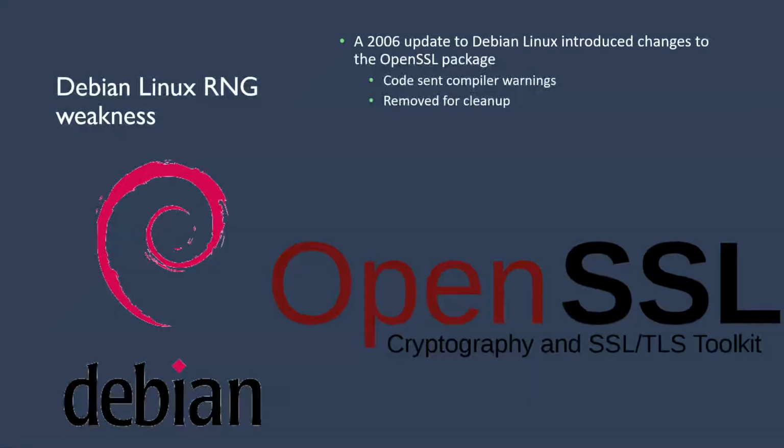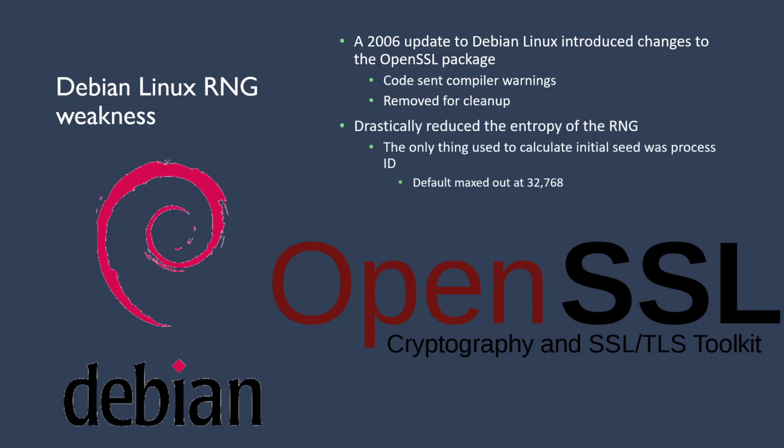When they were going through trying to make all their code cleaner, updating it, they found a piece of code in the OpenSSL package that was generating compiler warnings. They looked at it, they thought it was redundant, so they removed it. This piece of code that they removed was actually adding entropy to the random number generator. So they completely removed a large portion of all the entropy used from the system, which made the random number generated by it very, very predictable.